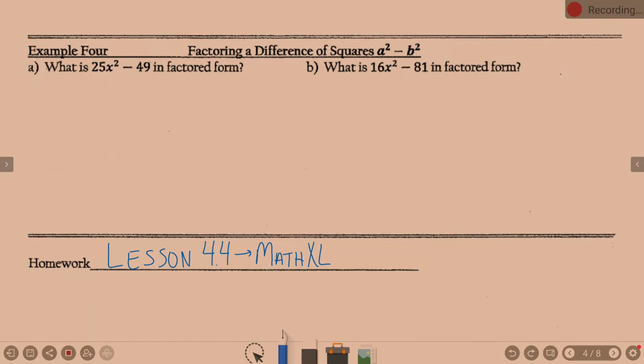We are finishing our last two examples in lesson 4.4 today. Okay, then you guys will have some work time.